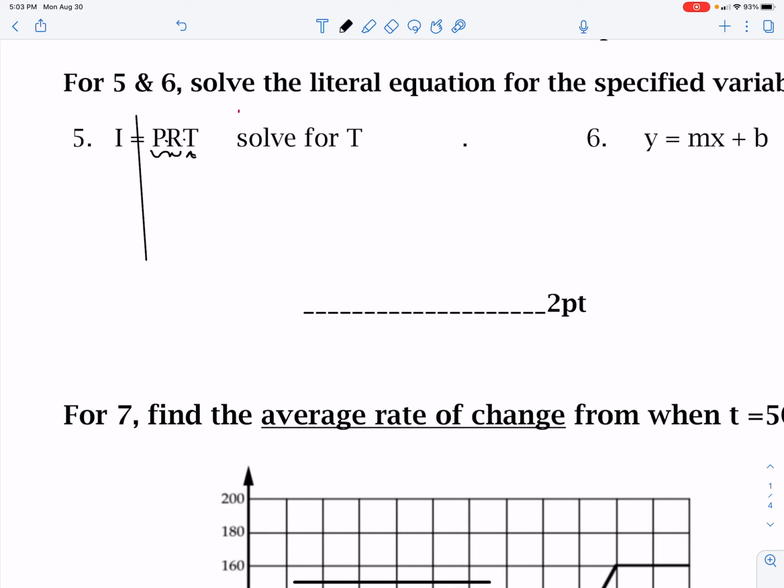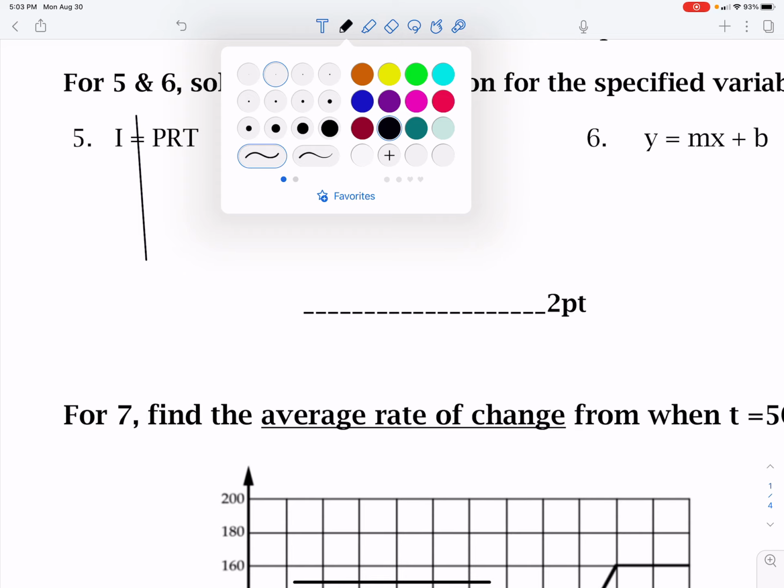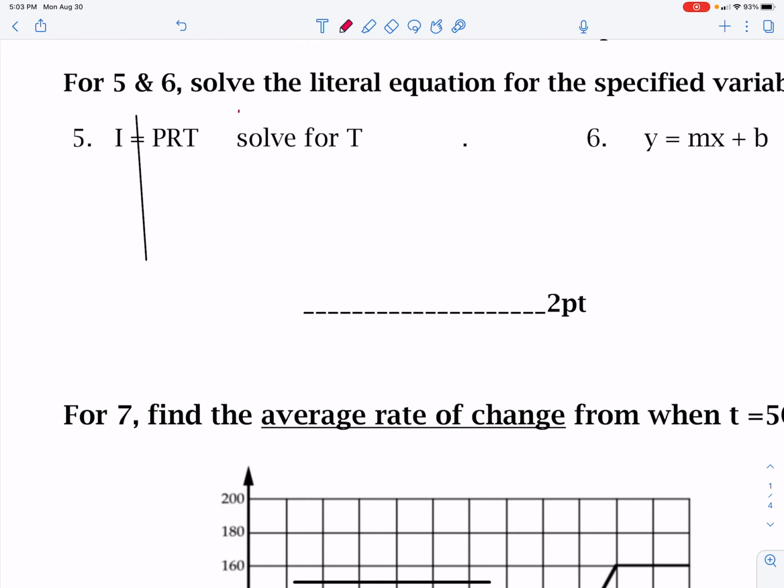So instead of multiplying by p and r, what I want to do is the inverse on the opposite side of the equation. So I'm not going to multiply by p and r. I'm actually going to divide by p and r on the left side. So my answer is going to be t equals I over p times r.